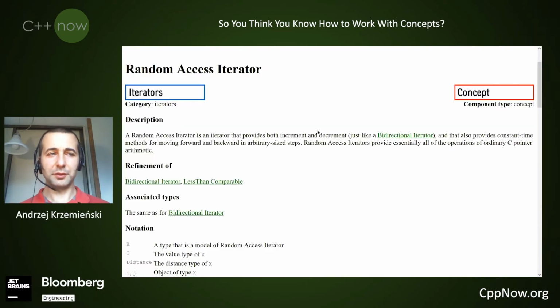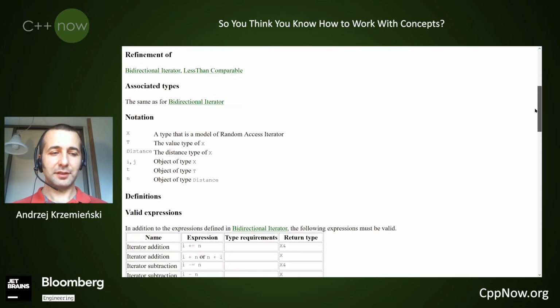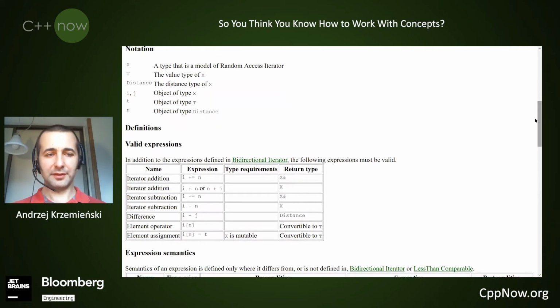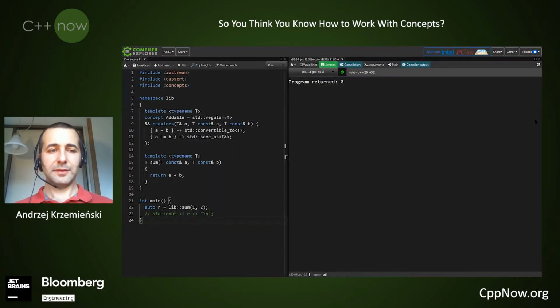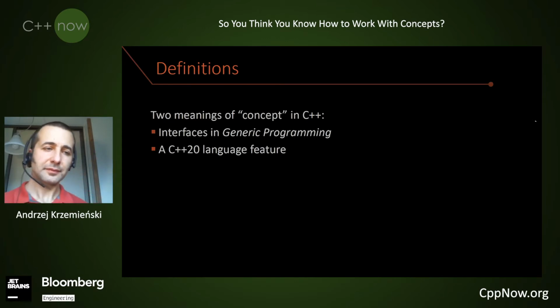We would just have to read the documentation, like the one that SGI used to offer, that would describe all the things that your type needs to do. You would get a list of associated types that it is supposed to have, and operations that it should provide. And once you learned all of this, you would be able to use the generic libraries correctly. So the concepts would be like interfaces in generic programming.